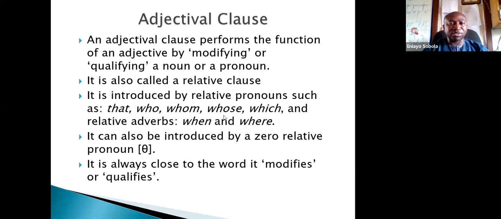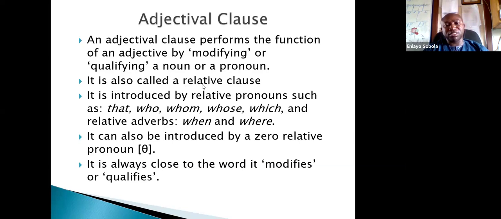Now, let's look at adjectival clause. Adjectival clause performs the functions of an adjective by modifying or qualifying a noun or a pronoun. So it modifies or qualifies a noun or a pronoun. It's also called a relative clause.